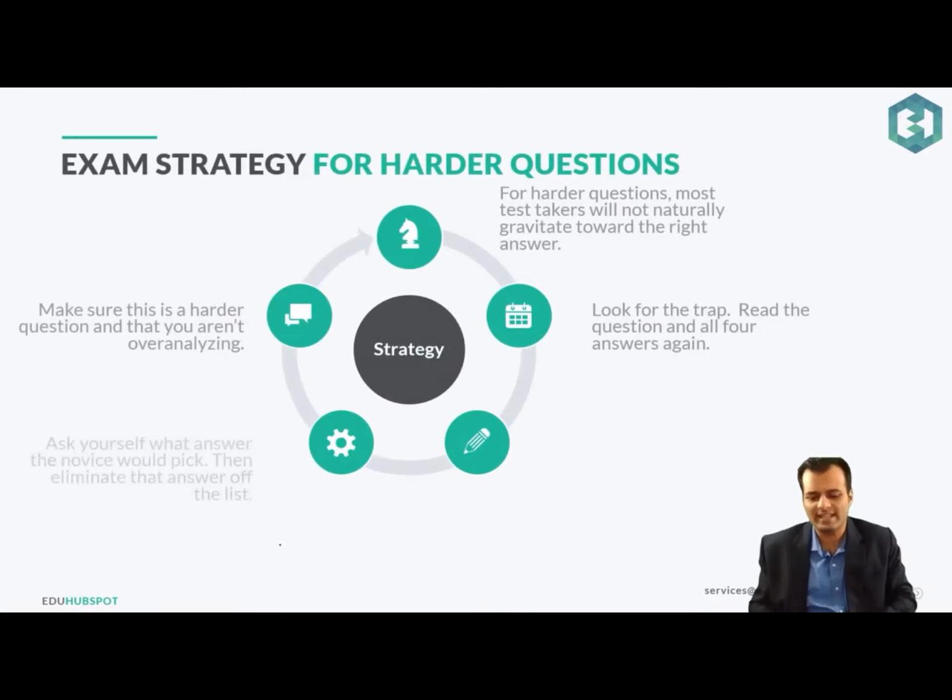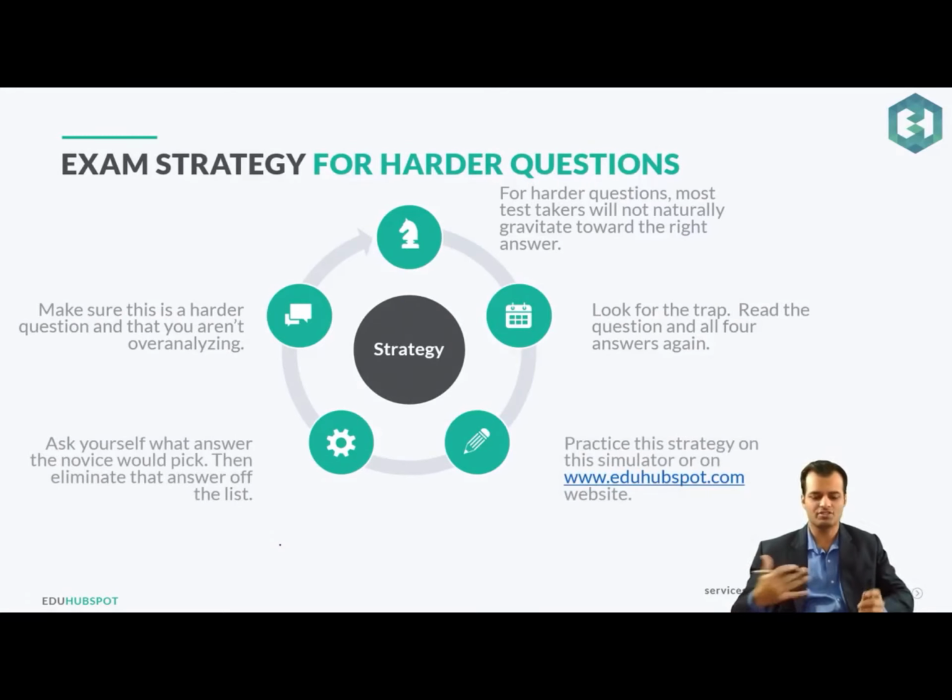So what is the exam strategy for harder questions? I'm more concentrated on the harder questions because only 10% of people actually clear those. For harder questions, most test takers will not naturally gravitate towards the right answer. If you do the elimination technique, you will most probably reach the top two options, and then you might select either the right or the wrong one.